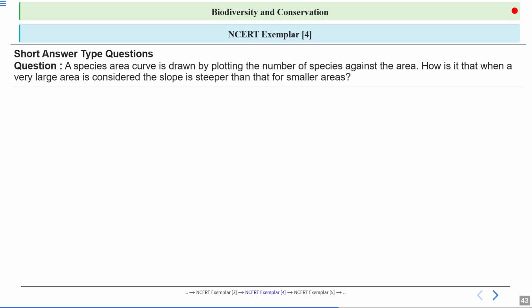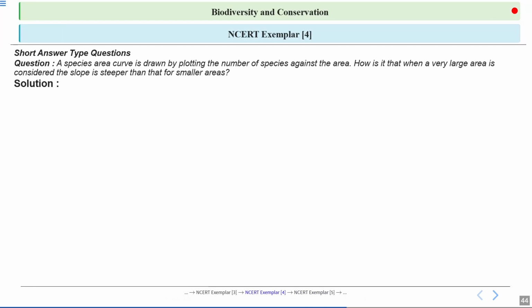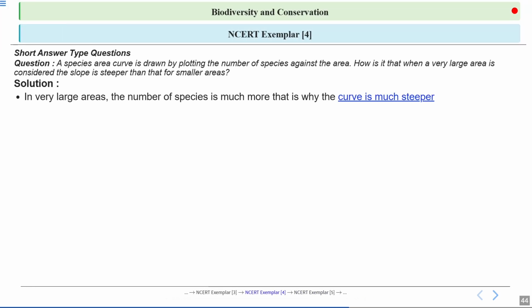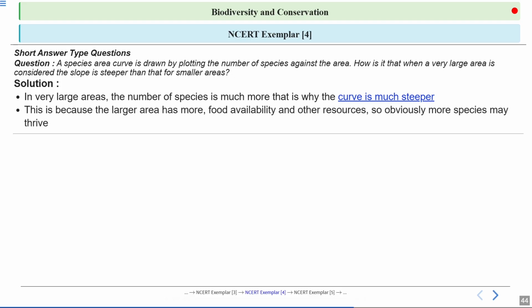Okay, let's discuss short answer type questions. The question is, a species area curve is drawn by plotting the number of species against the area. How is it that when a very large area is considered, the slope is steeper than that of the smaller area? Let's have a look at the answer. In very large areas, the number of species is much more. That is why the curve is much steeper. This is because the larger area has more food availability and other resources, so obviously more species can thrive there.